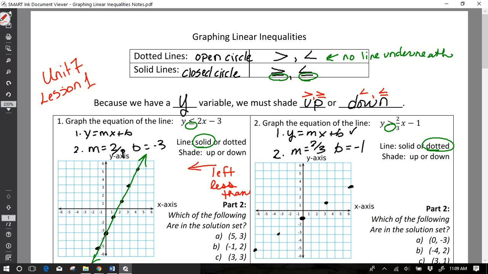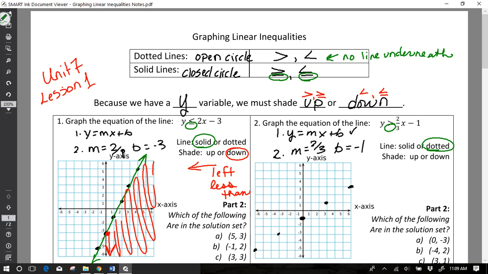All right? So when it is less than, we need to shade down, and we will need to begin at the y-intercept, which is right here, and then I want you to draw a line straight down the y-axis. And then we're going to shade all this in here.